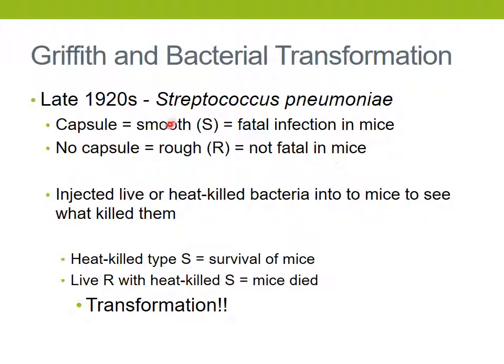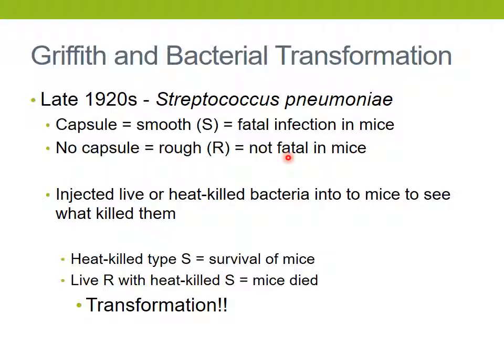It's thought that the capsule protected the bacteria so that the mouse's immune system couldn't attack them. So that's why it was fatal in mice. But without the capsule, the bacteria was vulnerable and got killed by the mouse's immune system. Okay, so you just have to know smooth is fatal in mice, rough is not fatal.